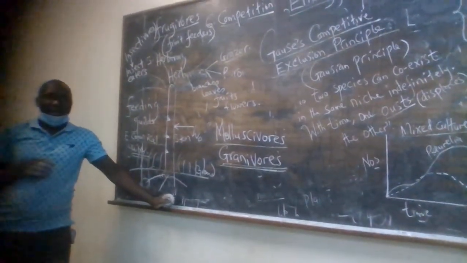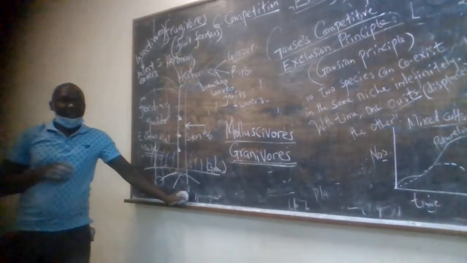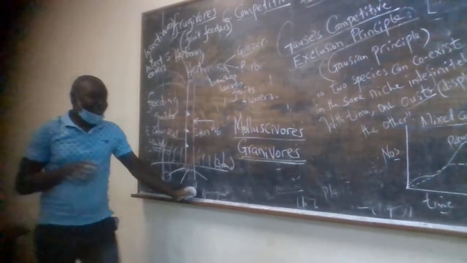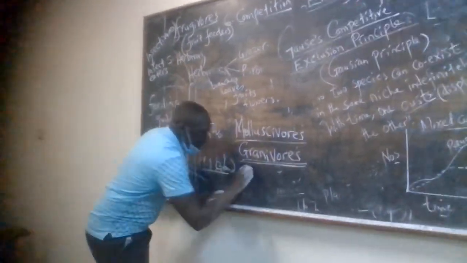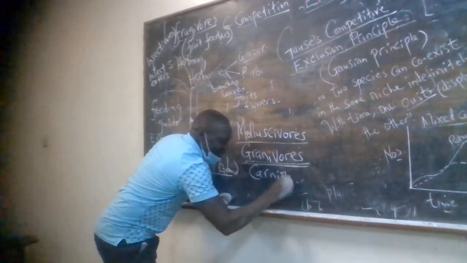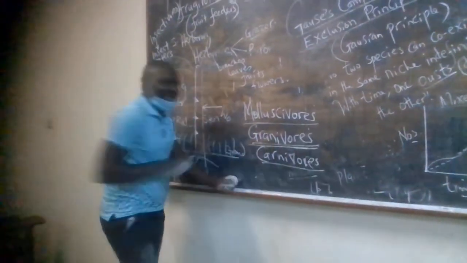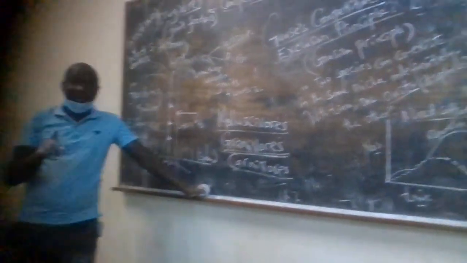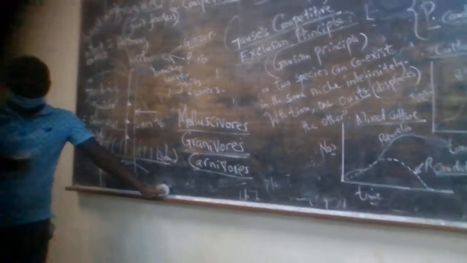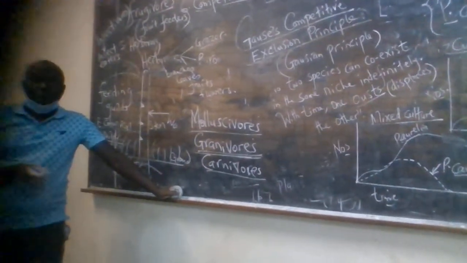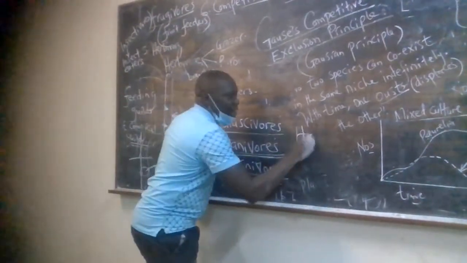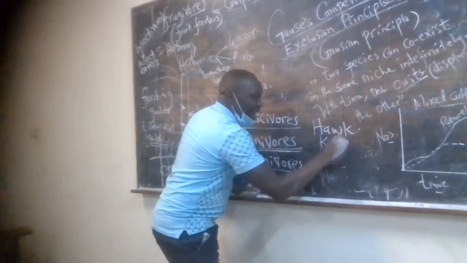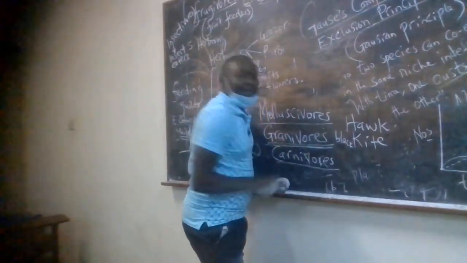But we can have those which are predatory, and we can call them carnivores. You see where the names come from? Carnivores, flesh eaters. Like hawks. Have you heard of a hawk? A hawk is a predatory bird. A black kite is a predatory bird.